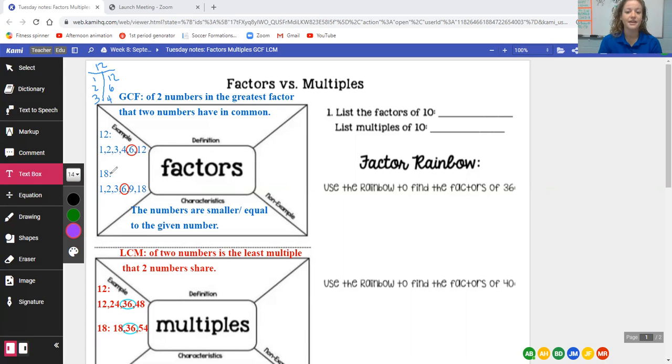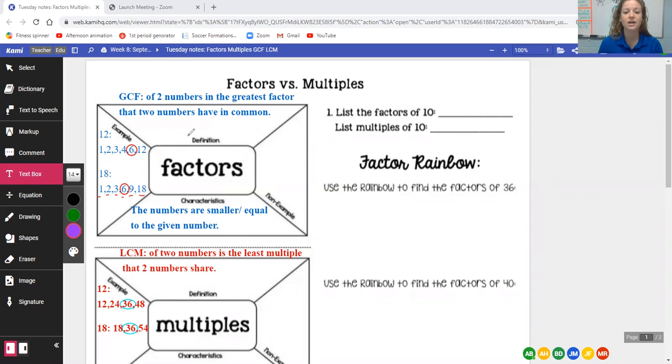All right, and then look at 18, and we would do the same thing. If we put that factor tree there, we would start out with 1. We would have 1 times 18, which would give me 18. And then we would have 2 times 9, which would give me 18. And then 3 times 6, which would give me 18.